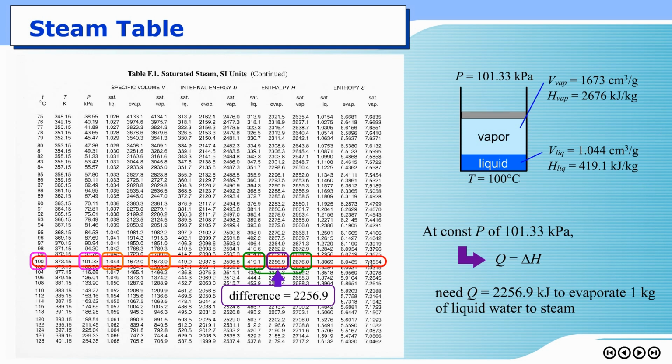In this case, the difference is 2256.9 kilojoule. It is the heat required to evaporate 1 kilogram of liquid water into steam. This number, the number underneath this evaporation column, can also be called latent heat of vaporization. So you can see that the steam table can also give you the data regarding latent heat of vaporization, and latent heat of vaporization changes with respect to temperature or pressure. In similar manner, you can read data regarding internal energy or entropy.